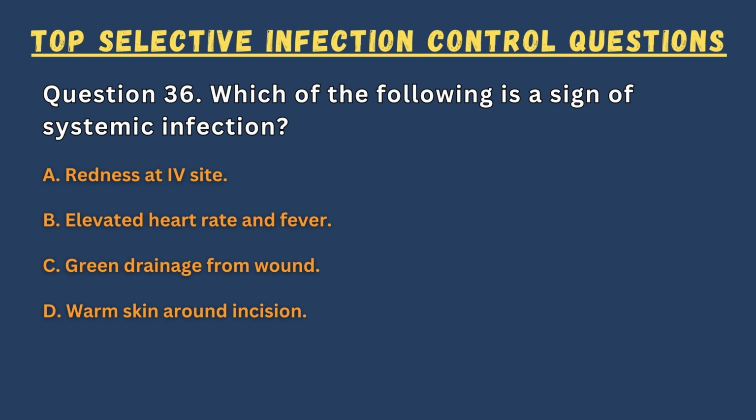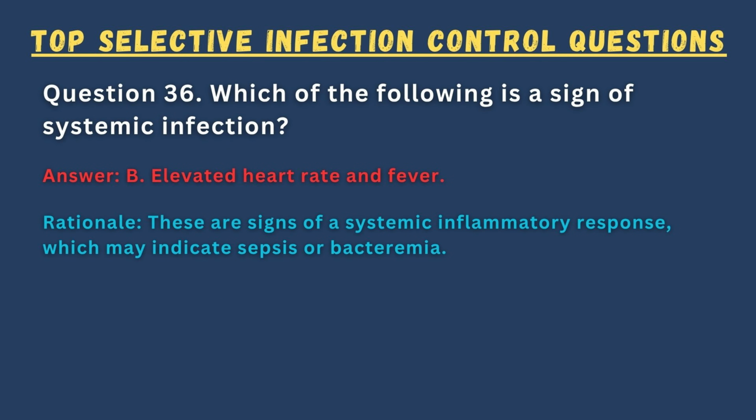Question 36. Which of the following is a sign of systemic infection? A. Redness at incision site. B. Elevated heart rate and fever. C. Green drainage from wound. D. Warm skin around incision. Answer: B. Elevated heart rate and fever. Rationale: These are signs of a systemic inflammatory response, which may indicate sepsis or bacteremia.